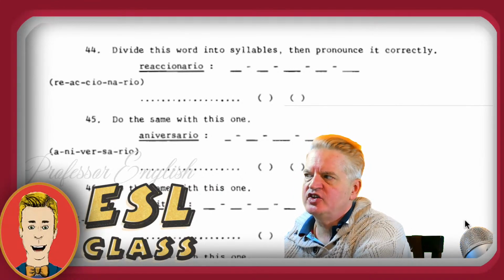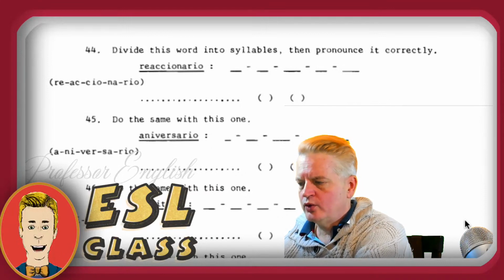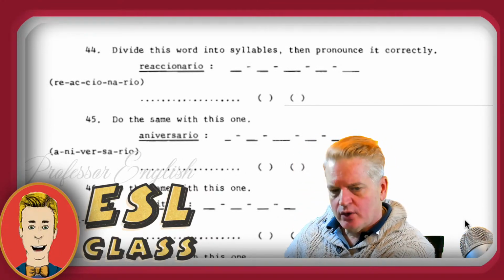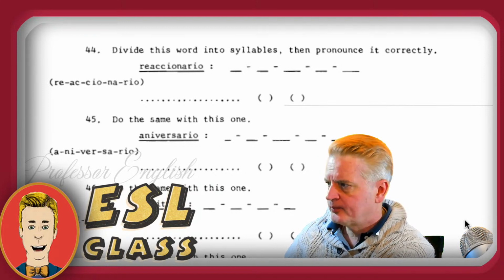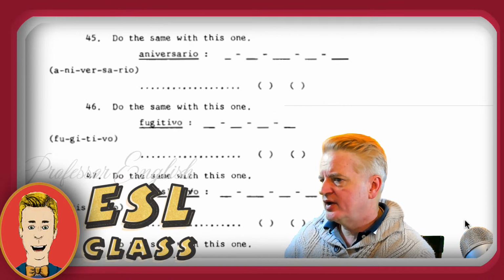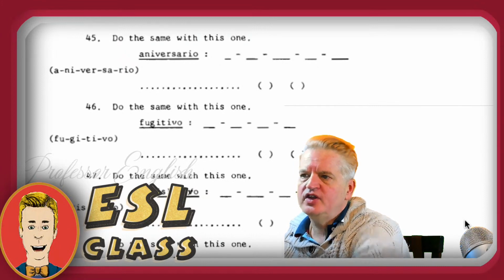Number 44. Divide this word into syllables, then pronounce it correctly. Reaccionario. Number 45. Do the same with this word. Aniversario.